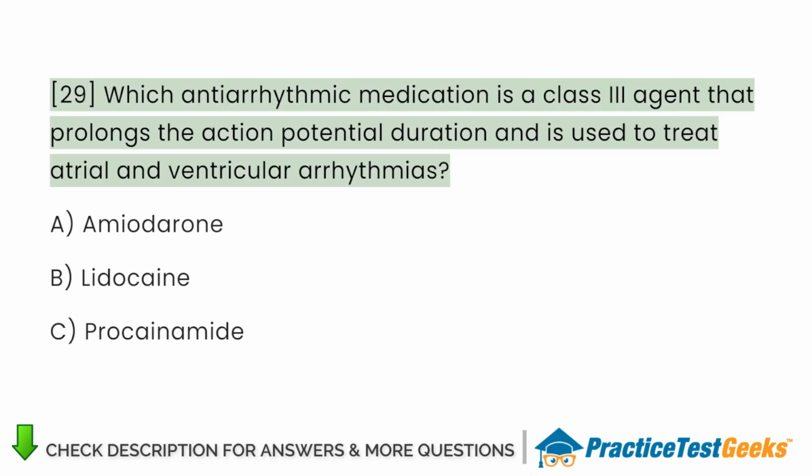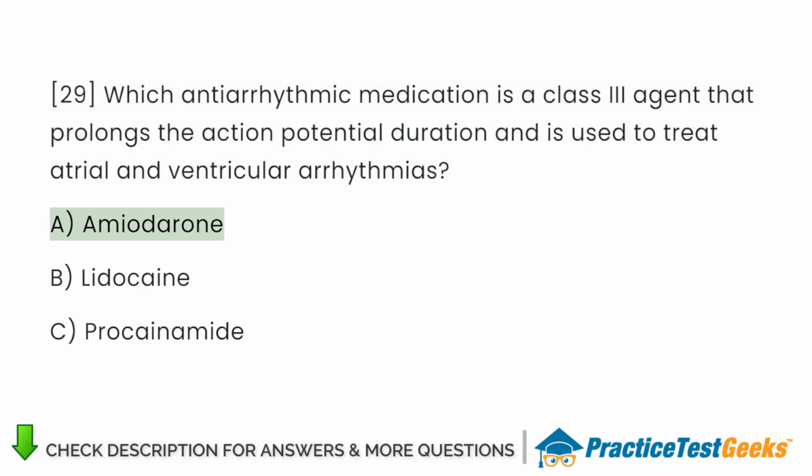Which antiarrhythmic medication is a class 3 agent that prolongs the action potential duration and is used to treat atrial and ventricular arrhythmias? A. Amiodarone. B. Lidocaine. C. Procainamide.